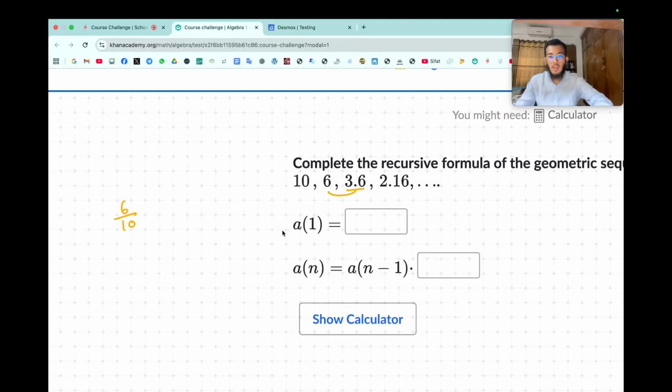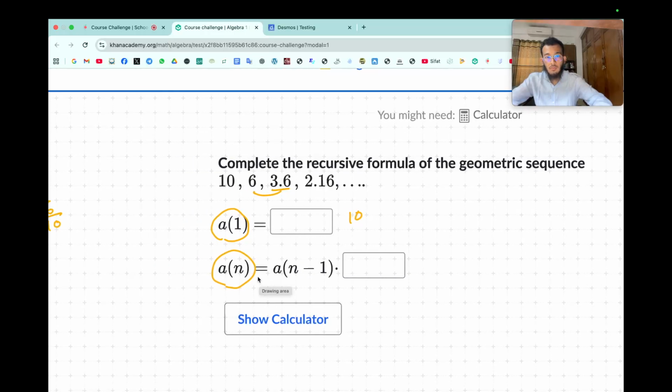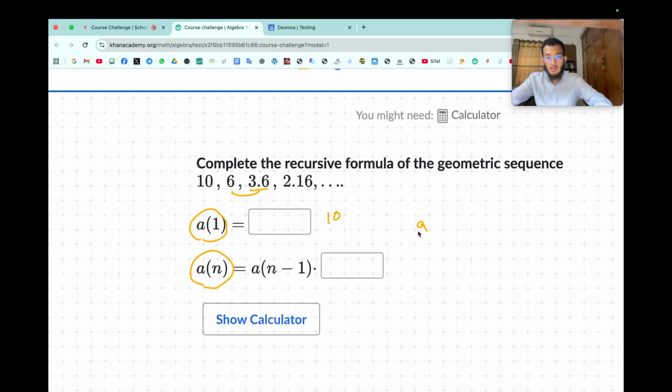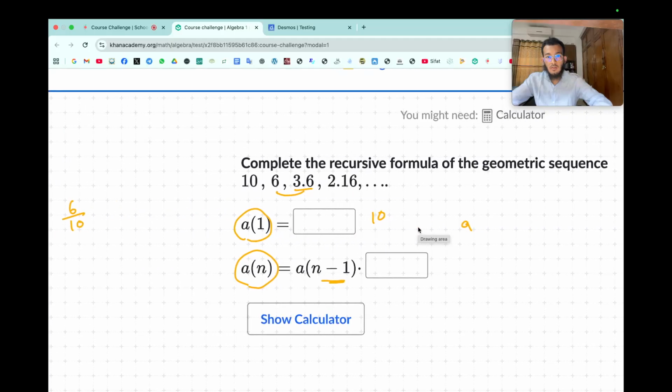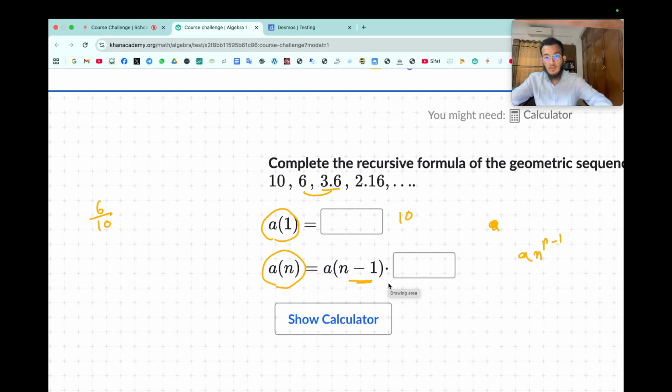Yep. For a geometric sequence, the first term is just 10, so that's easy, but they're asking for the nth term, so we know it is a, and then they have given n minus 1. Okay, so the nth term is the first term a times the common ratio r to the power n minus 1. The common ratio is 0.6.